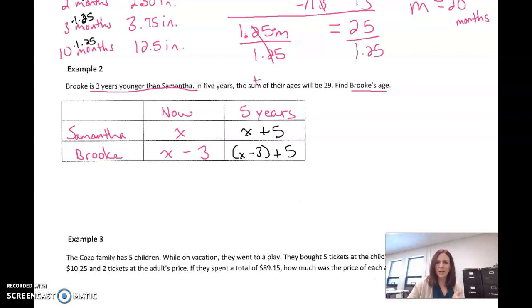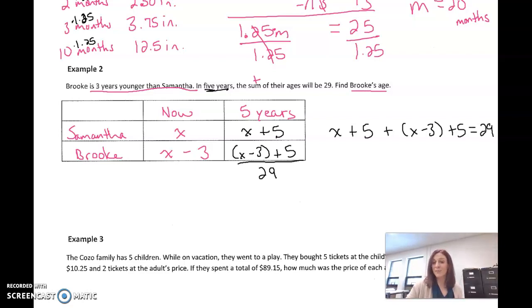Okay, and that's kind of why it helps us to set things up in a table, because we know in 5 years, when we add their ages together, it's going to be 29. When I add this to this, it's going to be 29. So x plus 5, Brooke's age in 5 years, plus x minus 3 plus 5. This was Samantha's age in 5 years. This is Brooke's age in 5 years. That has to equal 29.